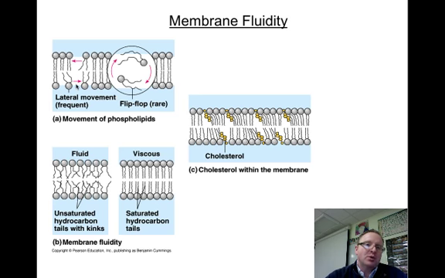research suggests that the rate of lateral movement is up to about 2 micrometers per second. That micrometer is a millionth of a meter, and that seems very small, but that's about the average size of a bacteria. And that's about the distance that these phospholipids can move laterally per second. Another type of movement that can occur is a flip-flop, where the phospholipids actually sort of rotate in their orientation, and this is quite rare. But keep in mind that the phospholipids do in fact move.